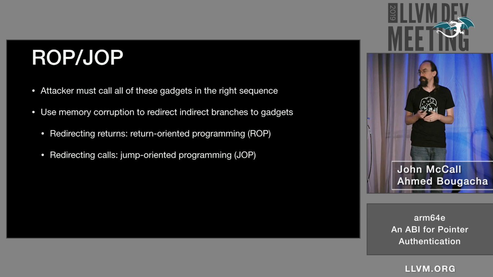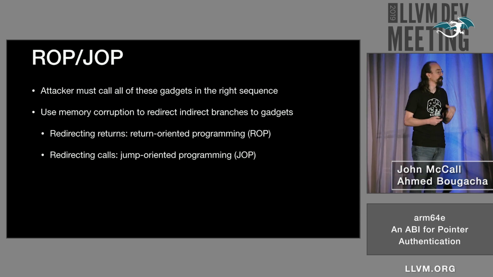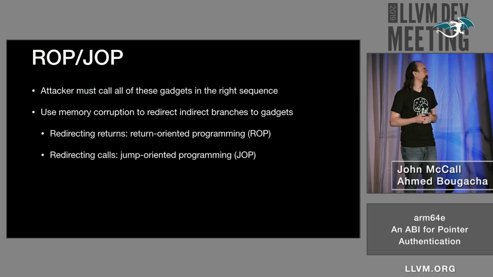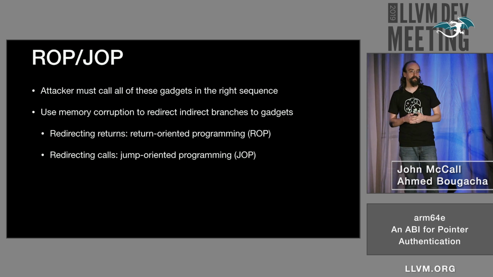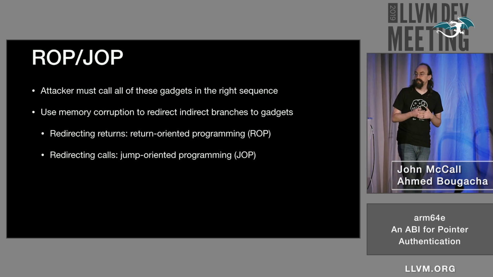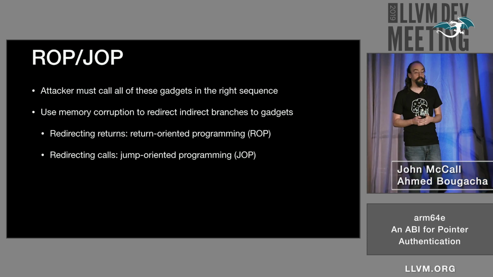And there's two main ways that they do that. The really common one is return-oriented programming, where they redirect a return. The other one, which is seen in the wild, but I think it's going to be seen more and more, is jump-oriented programming, where you're redirecting some sort of call, some sort of indirect branch.